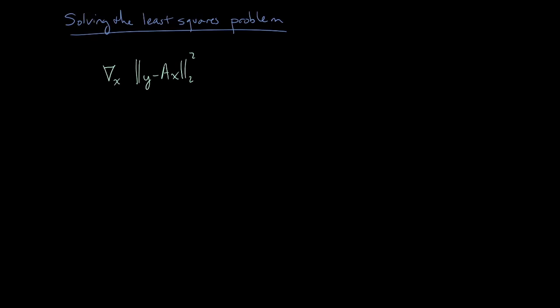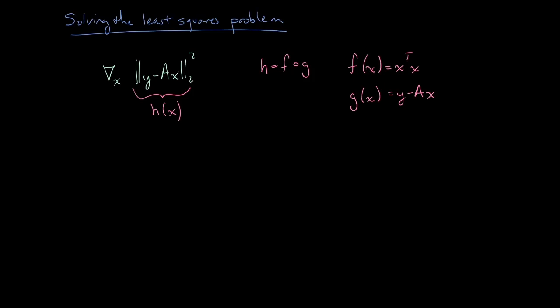One way of doing this is using the chain rule, which we work out carefully in the notes. The idea here is that we can write our objective function as h of x and realize that h can be written as the composition of two simpler functions, f and g, where f of x is just x transpose x, and g of x is just y minus Ax. Both of these have simple gradients. It's relatively easy to see just by writing out these expressions, but they're also worked out carefully in the notes, that the gradient of f is just 2 times x, and the gradient of g is minus A transpose.